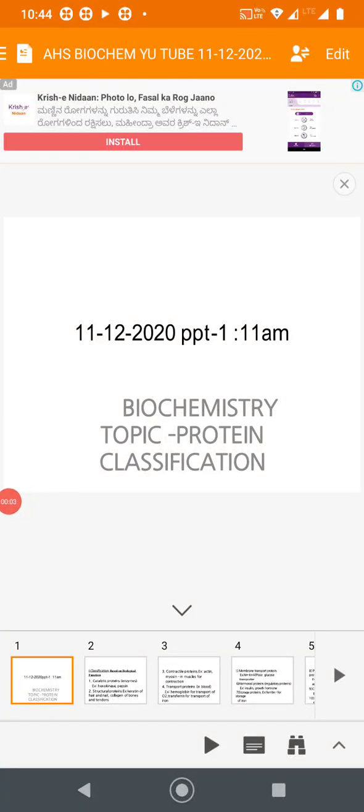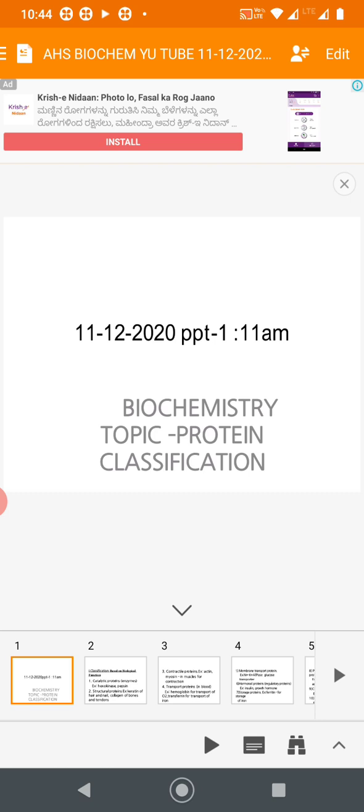So let us start this protein classification, because last time the PPT slides were not so clear, so I thought of repeating those slides again with some more slides.